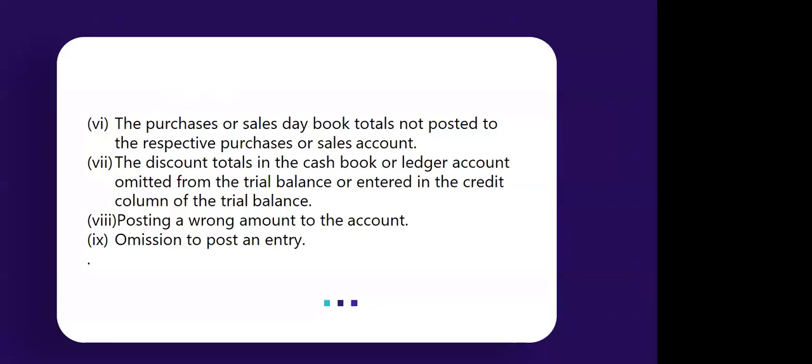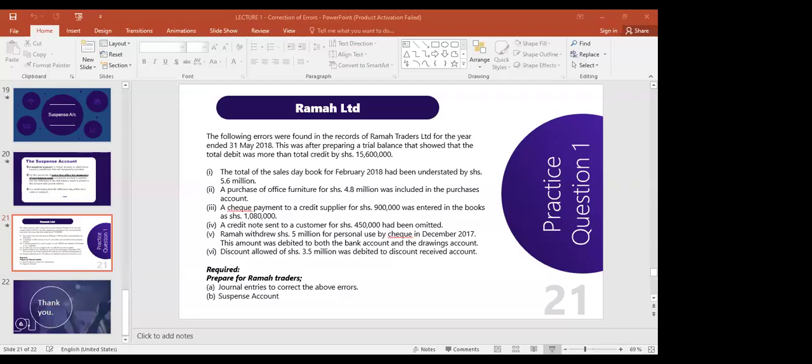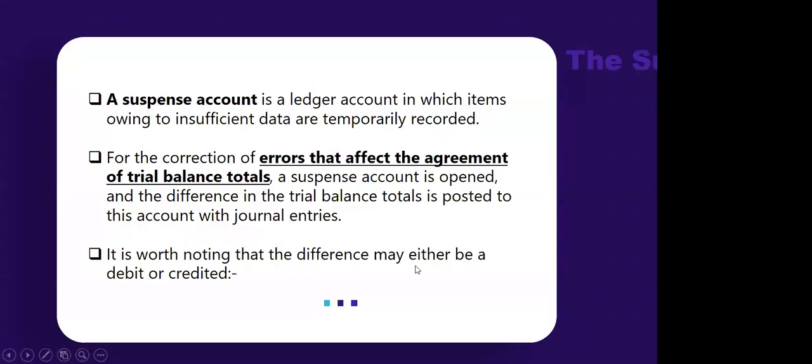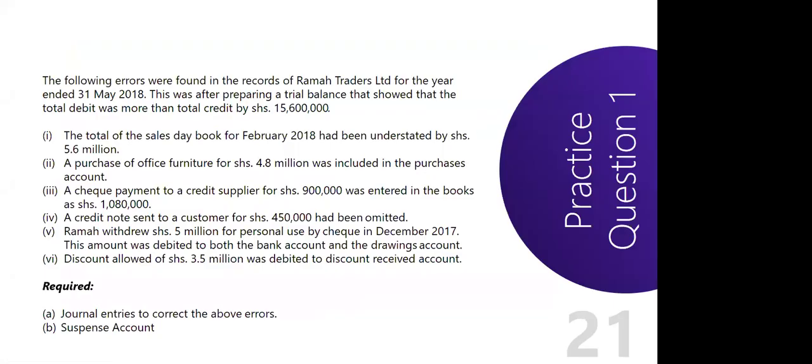So let's go back. Like I told you, we'll learn more from practice. So let's go back to the scenario itself. We had a purchase of office furniture of 4.8 million included in the purchases account. And from what we've seen, this is an error that is not detected by the trial balance. It is an error of principle.